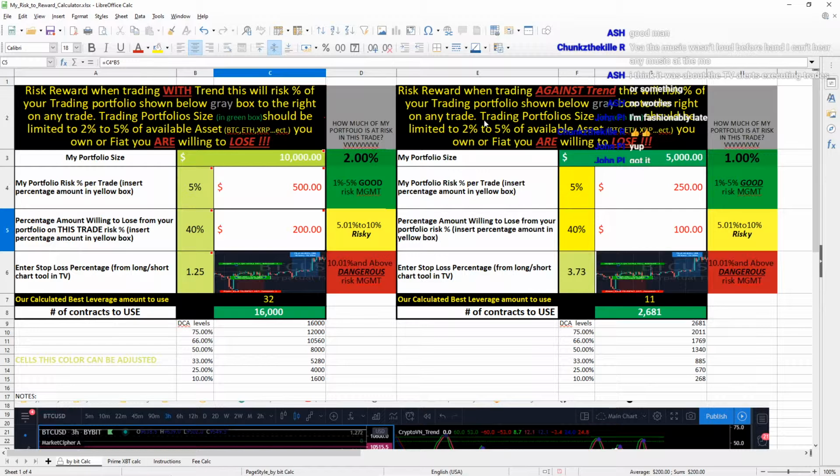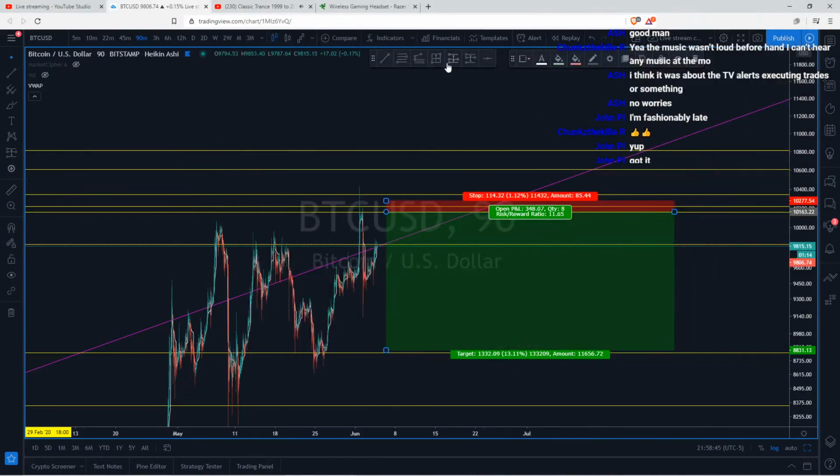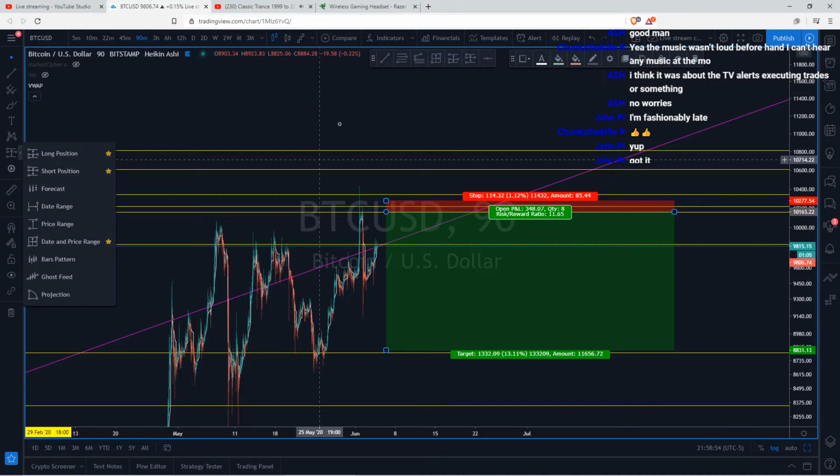And once again, this side right here is if we're in a long uptrend, but this side would be for, say, shorting against an uptrend or longing against the downtrend. And it's your choice which one that you would want to use. If you don't want to use the long and short tool, there is another way, and that would be with this date time tool. Okay? That is this right here, date and price range.